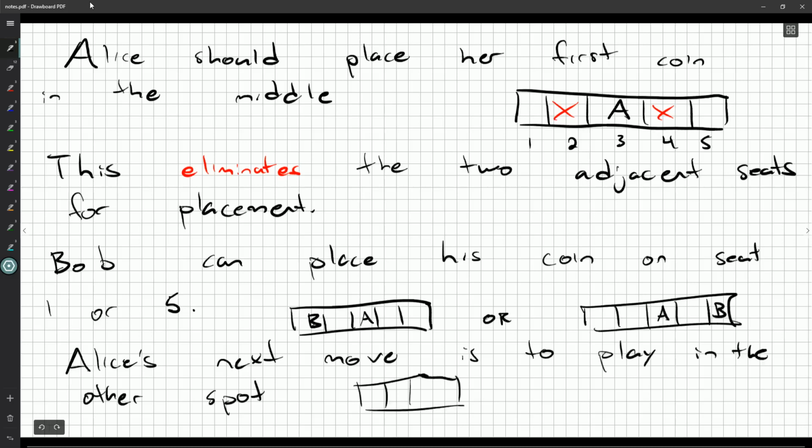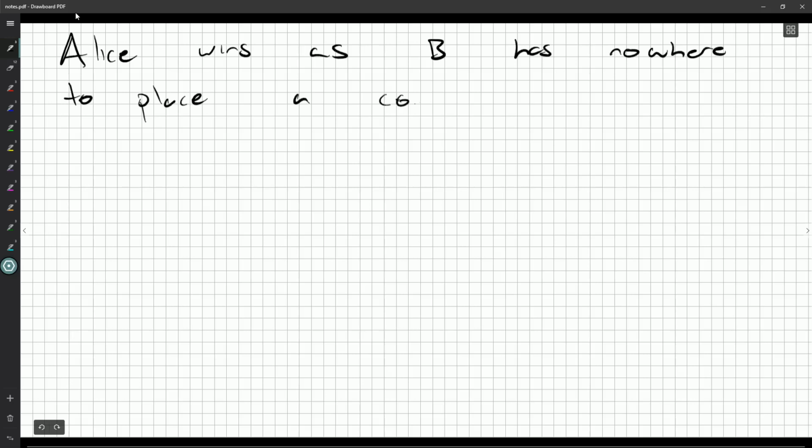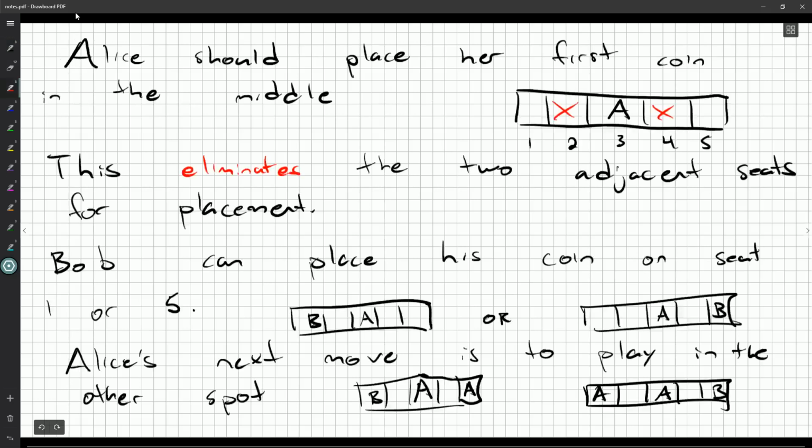So we keep the pieces the same. It went Alice, then Bob, then Alice here. Here we've got Alice, Bob. Alice wins, as Bob has nowhere to place a coin. And we've already explained why that is, and we could keep the eliminated squares around with us if we wanted to, just to try and make it really clear that yes, we understand these squares here are always off limits.